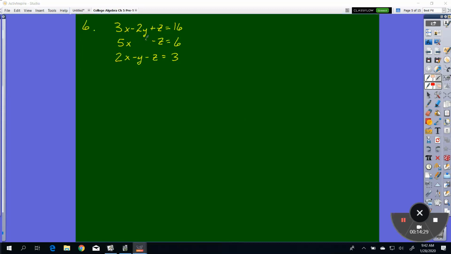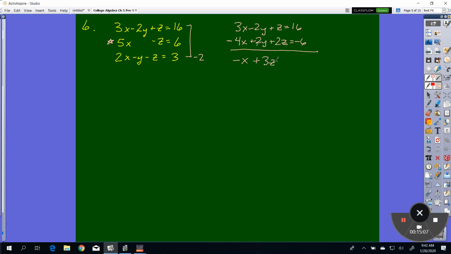So again, on number 6, I see that this one's missing a y. So I'm going to combine these 2 to get rid of the y as well. So I multiply this by negative 2 so that that turns into a positive 2y. And then I see a negative 2 and a positive 2 would cancel out. So the top one stays the same. The bottom one I'm multiplying by negative 2, so negative 4x plus 2y plus 2z equals negative 6. You could have just combined these and got rid of the z's. If that would have made you happy, that would have worked out as well. Either way works. So negative x, the y's go away, plus 3z equals 10.